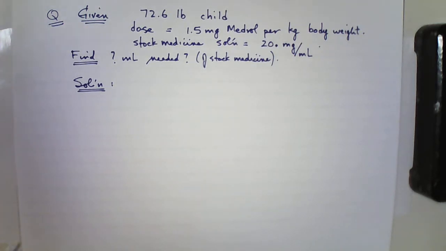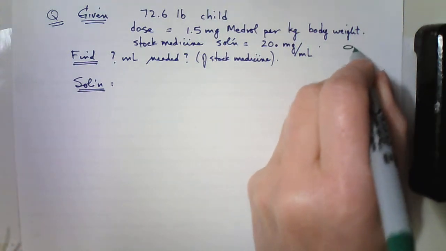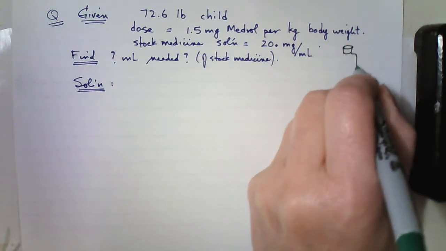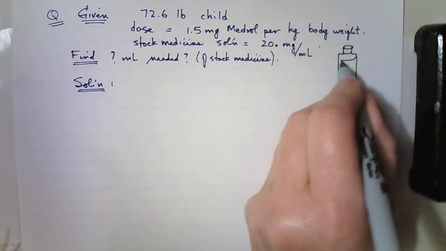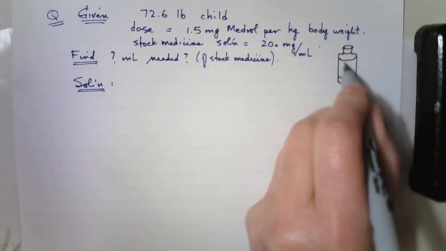In this question, we have a 72.6 pound child, and they need the medicine Medrol at a dose of 1.5 milligrams per kilogram of body weight. And the medicine bottle comes as a solution. This is another medicine question, because these lend themselves well to calculation problems.